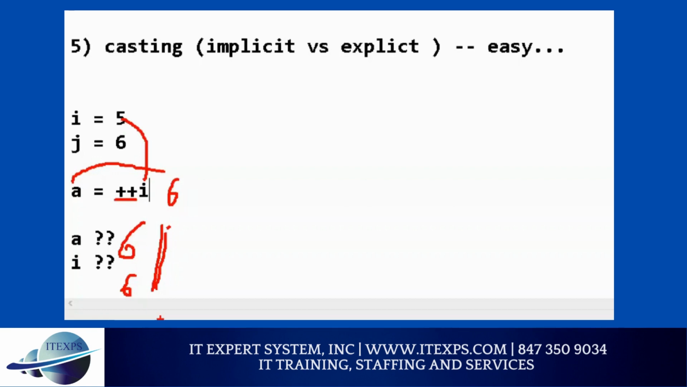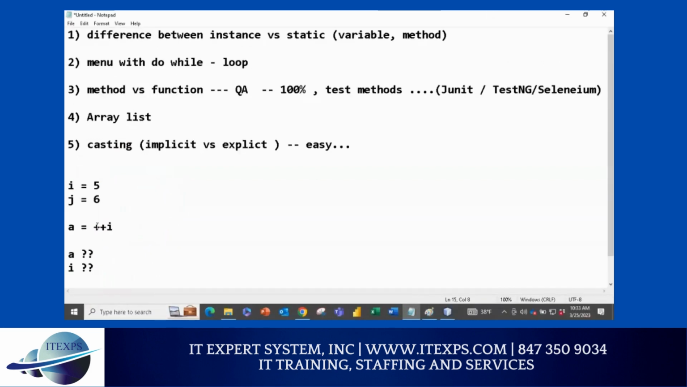Now, the same applies here. If I do minus minus, tell me what would be the value of i and a. 4 and 4. And if I do this thing, what will be the value? 4 and 5. First a will be 5, then you decrement, so i will be 4. Make sense or no? Say yes. Awesome. Clear? Clear or no?